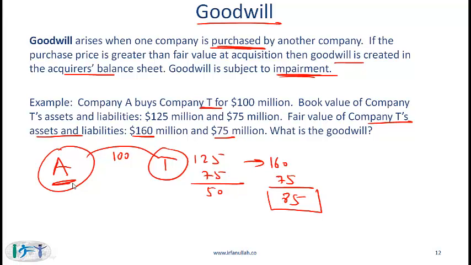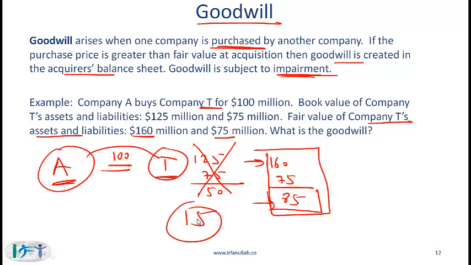When company A purchases company T, what really matters is the fair values and not the book values. Note that company A has paid 100, which is more than the fair value of the net assets. The additional amount that the company paid, that additional amount of 15 million, which was paid above the fair value of the net assets, is goodwill.